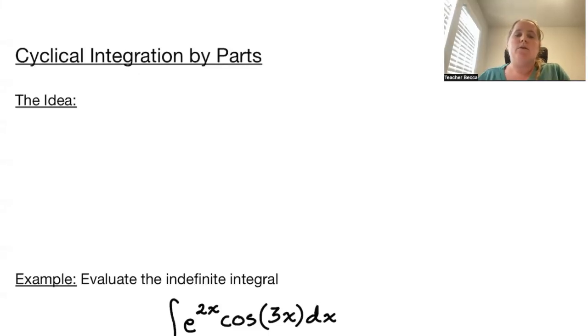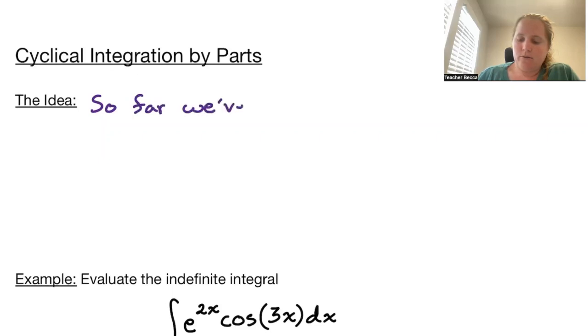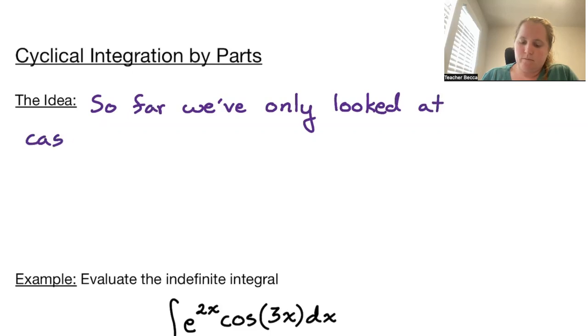Welcome to cyclical integration by parts. So the general idea here is, while so far we've only seen rapid repeated cases where the left side went to 0. Right? So far we've only looked at cases of rapid repeated integration by parts.